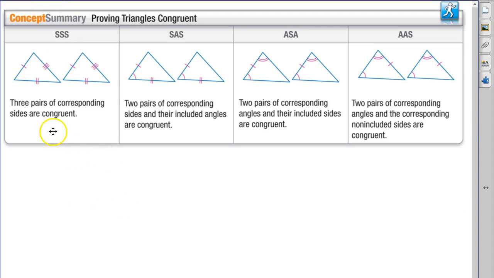All right, so here we go. We've had four different ways to prove that triangles are congruent. We have side, side, side: we can prove all pairs of sides are congruent. We have side, angle, side: we prove that two pairs of sides and the included angle, which is the one between them, are congruent. We have angle, side, angle, where we prove that two pairs of angles and the included side are congruent. And then we have angle, angle, side, where we prove that we have two pairs of angles and another side congruent.